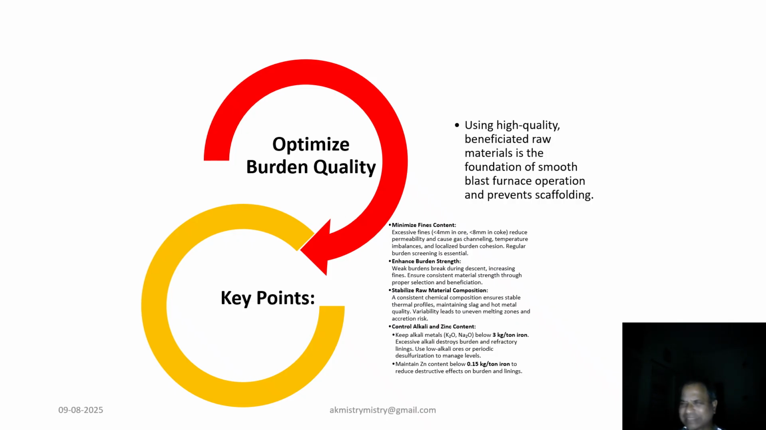Similarly, maintain zinc content below 0.15 kg per ton of iron to reduce its destructive effect on both the burden and the furnace lining. So we must note down this alkali optimum requirement, the zinc, all is to be noted, and in day-to-day operation these are to be strongly built into the practices incorporated in the SOPs.